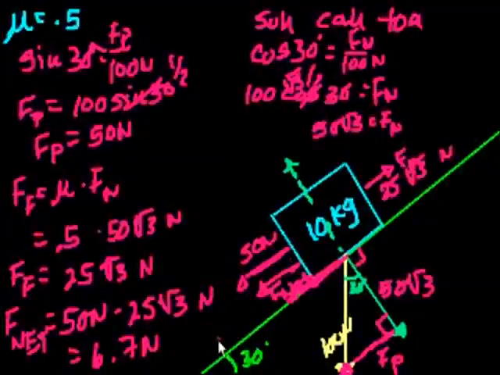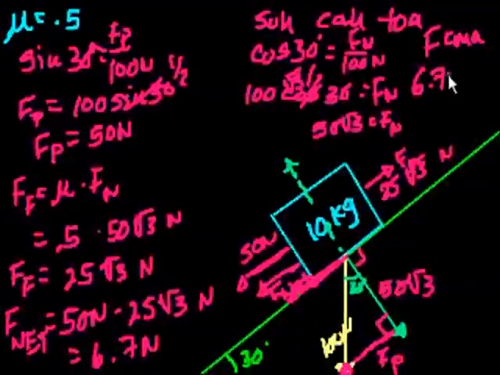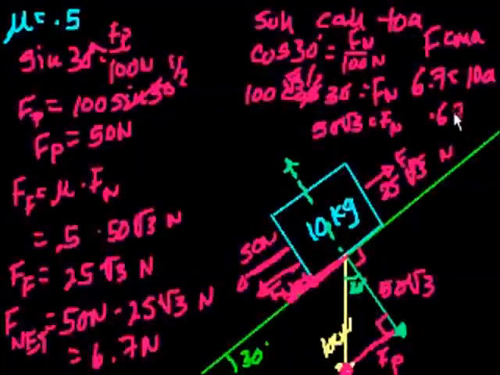So how fast is the object going to accelerate? Well, 6.7 divided by the mass, right? F equals ma. So 6.7 is equal to 10 times the acceleration, divide both sides by 10. So 0.67 is equal to the acceleration. That's 0.67 meters per second squared. Actually, I don't have space for the units.